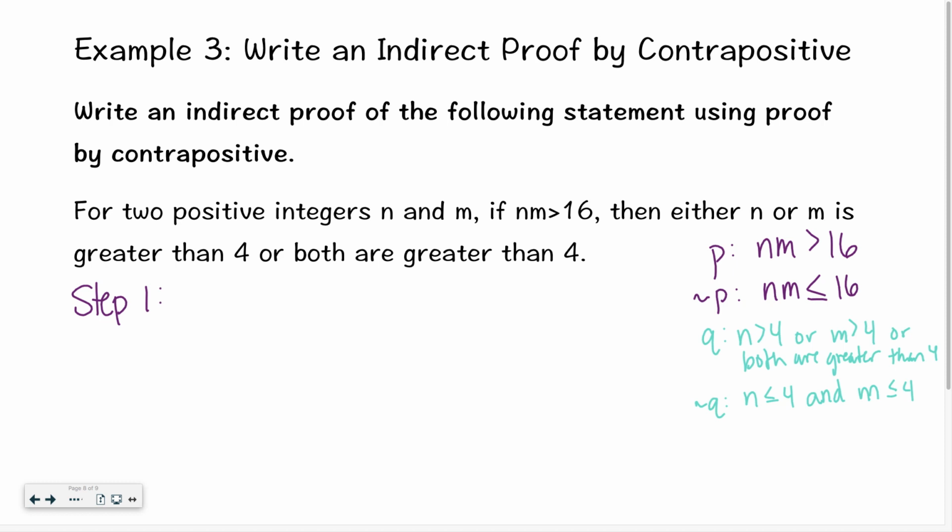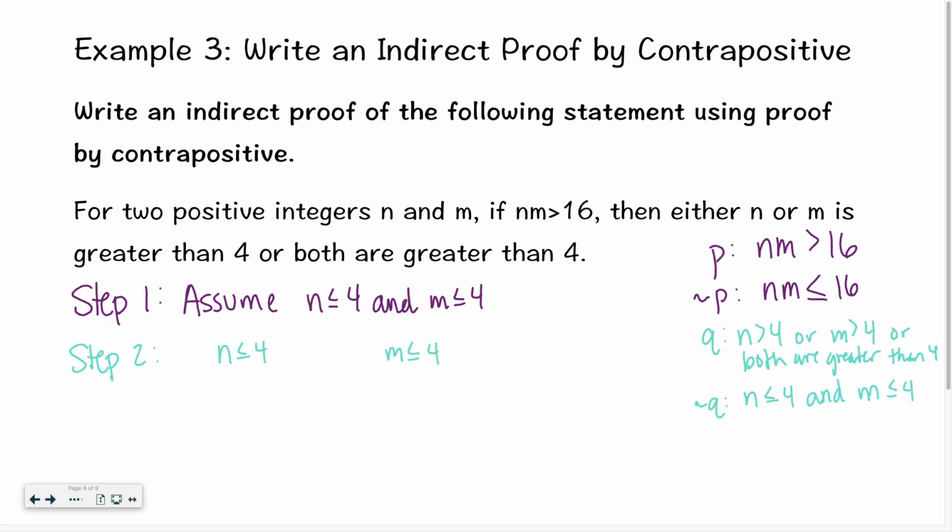Assume not Q is true. So we are assuming that n is less than or equal to 4 and m is less than or equal to 4. Step 2. Okay, so if I know that I have n is less than or equal to 4, and I have m is less than or equal to 4.